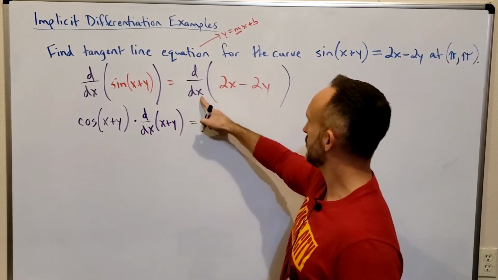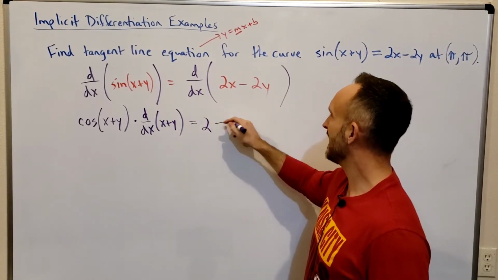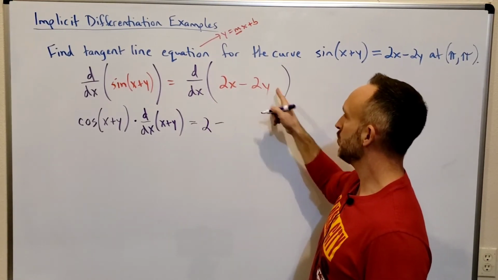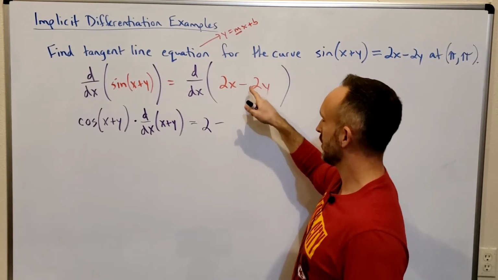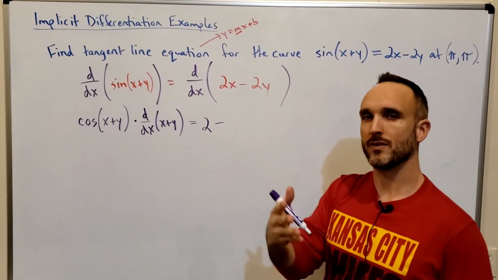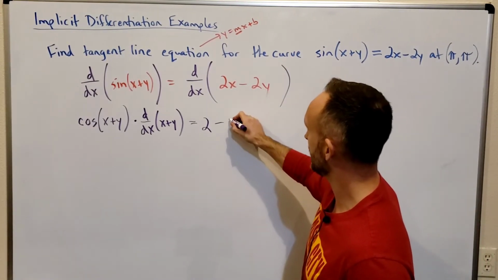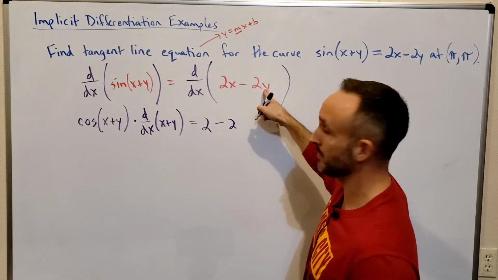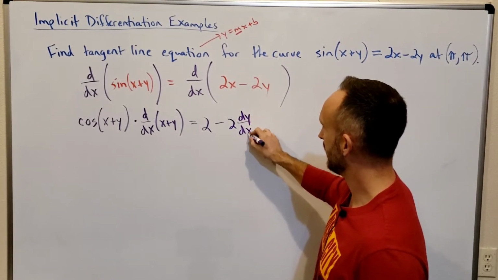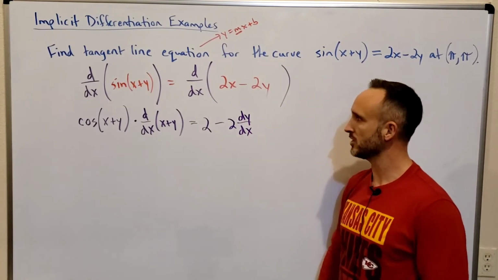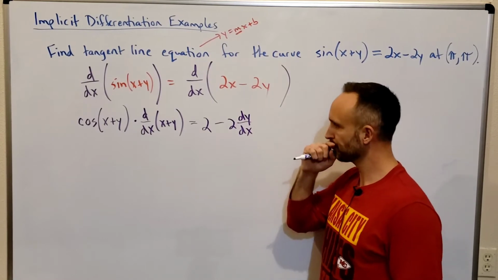On the right side, the derivative of 2x is simple. That's just 2. Minus the derivative of 2y. Well, if it was negative 2x, the derivative would be negative 2. But since it's negative 2y, the derivative is negative 2 times the derivative of y, which is dy dx. Again, that's the tricky part of implicit differentiation. Knowing the difference between differentiating x and y, okay?